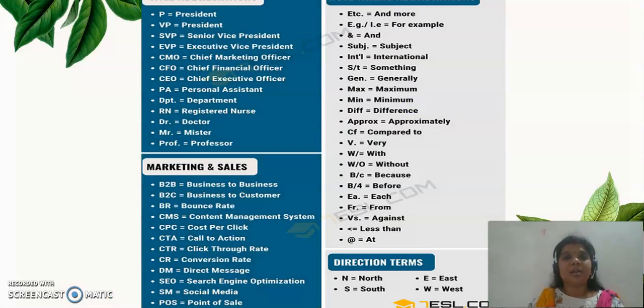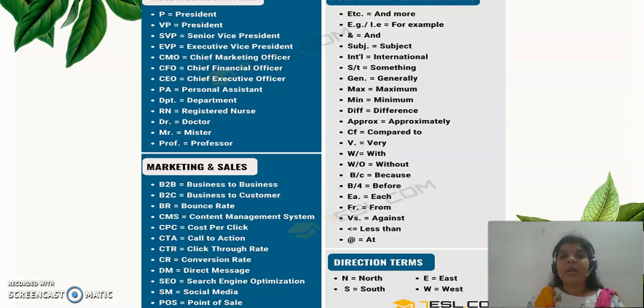These are some of the other abbreviations. P for president, VP for vice president. In marketing and sales, we use B2B, that is business to business. B2C, that is business to customer. CTA, that is call to action. And direction terms are also there, like N for north, S for south, E for east, and W for west.